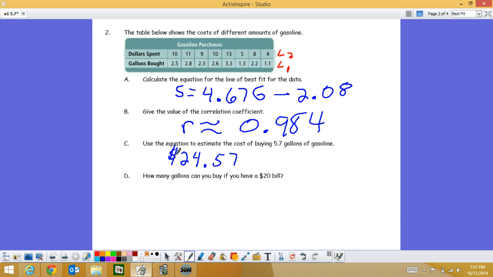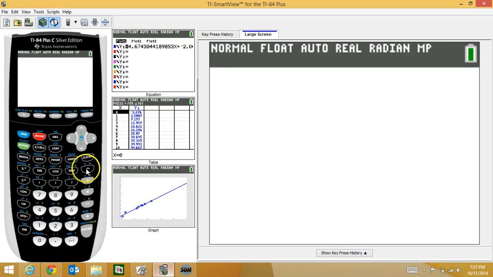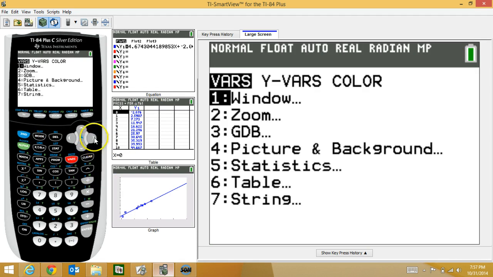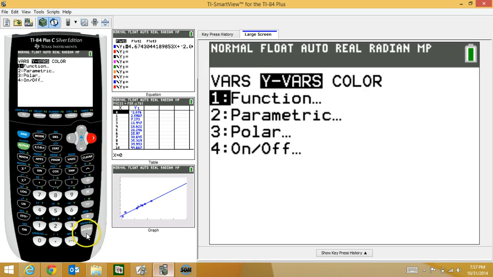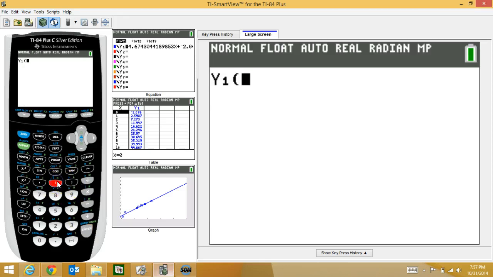Now, the other way we could do this is to go to the home screen, second, quit, and we're going to call back y sub 1 by hitting vars, right arrow to y vars, hit enter on function, and then hit enter again on y sub 1. And we're going to put that number of gallons into the parentheses, in for x. So we're going to hit 5.7. And then we're going to hit enter.